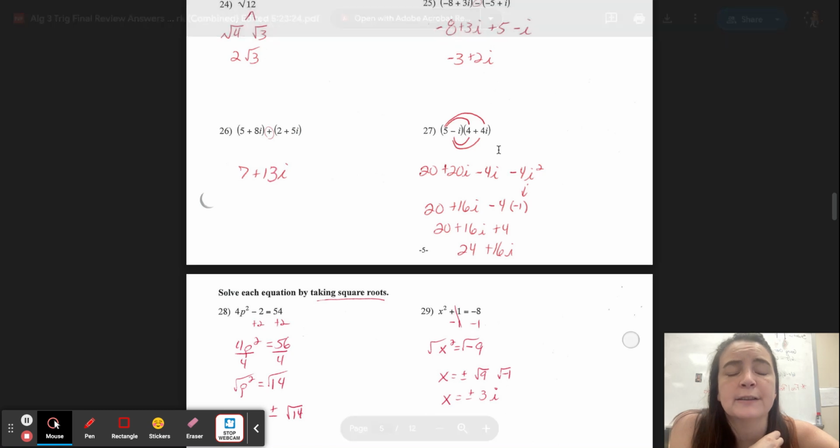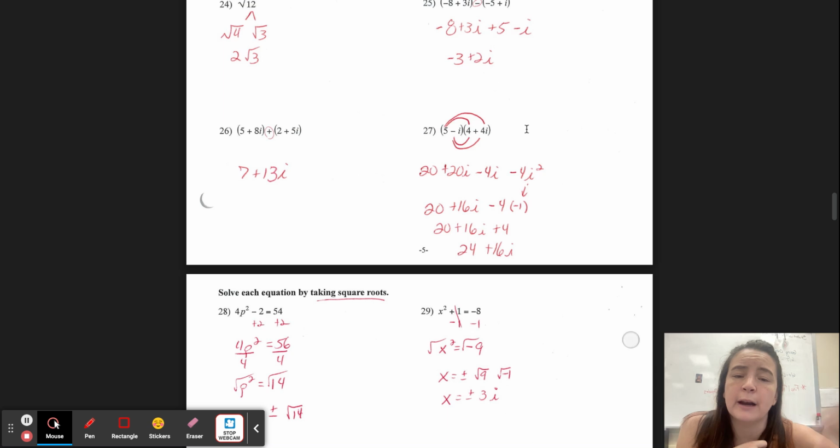27 is the one where it gets harder. We are multiplying. So when you multiply, go ahead and distribute this out like FOIL, whatever makes you think about this easier. 5 times 4 is 20. 5 times 4i is going to be 20i. Negative i times 4 is going to be -4i. Negative i times 4i is going to be -4i squared.